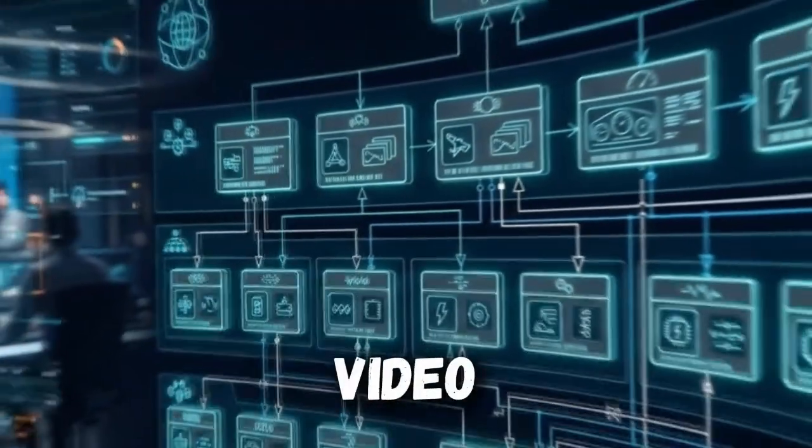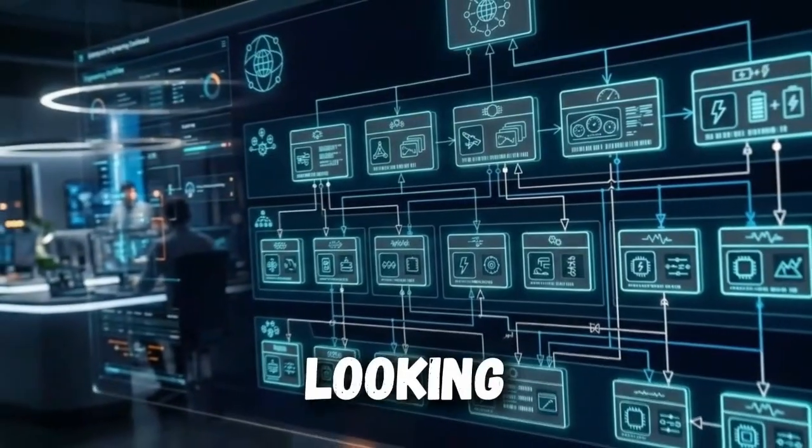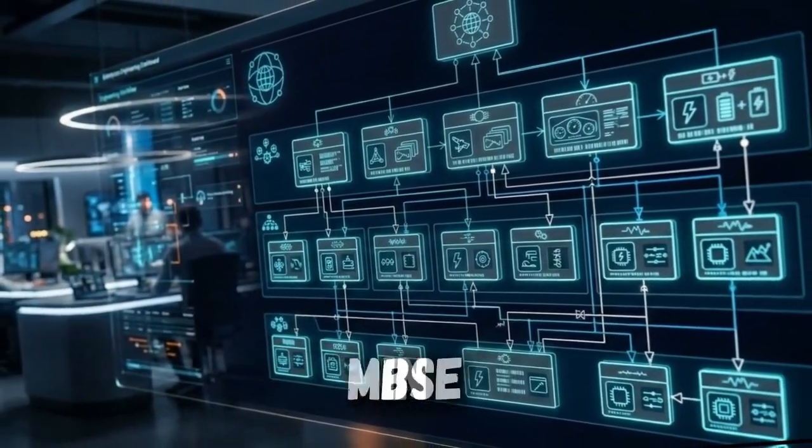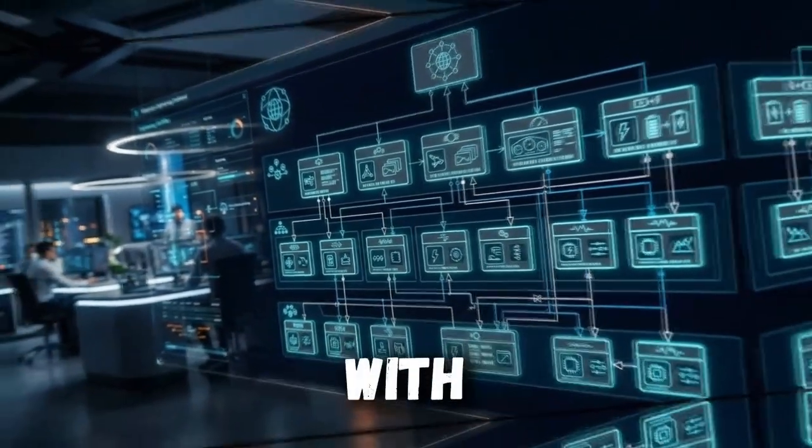In the next video, we'll build on this by looking at how structure is defined in MBSE, starting with block definition diagrams.